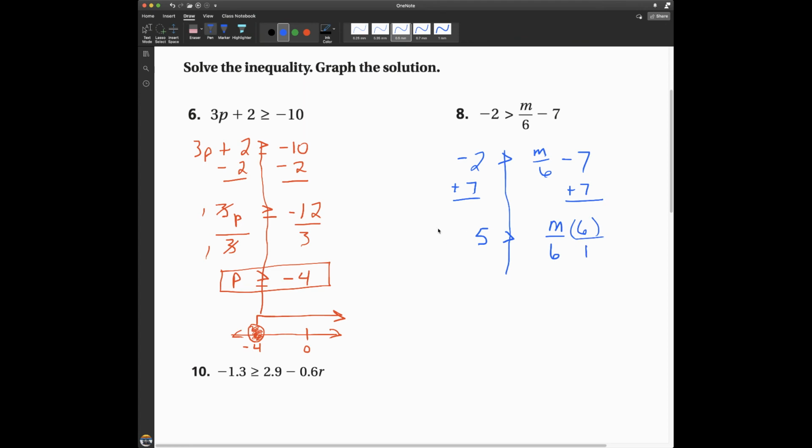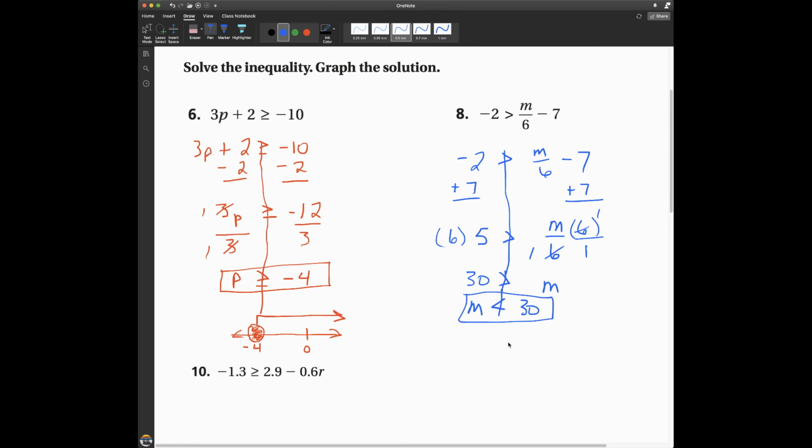I can put that over 1. And over here, let me multiply by 6. And the 6's on the right-hand side cancel each other out. So I still have m. And again, I am multiplying by positive numbers, so I do not change the direction of the sign. So this is 6 times 5 on the left-hand side. That's 30. So 30 is greater than m, or I can write it this way. M is less than 30.